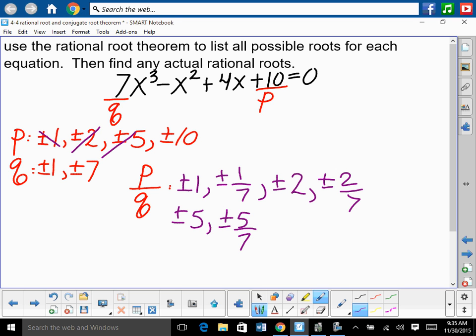10 divided by 1 is 10, plus or minus 10. And then 10 divided by 7 is 10/7. So plus or minus 10/7. All right, so now you'll graph it on your graphing calculator, find the actual zeros, and see if any of them match up with the possible rational zeros.